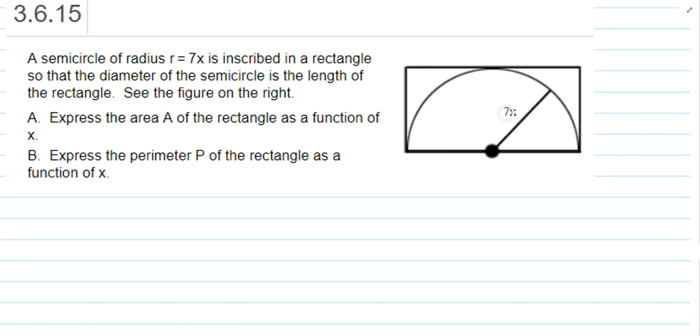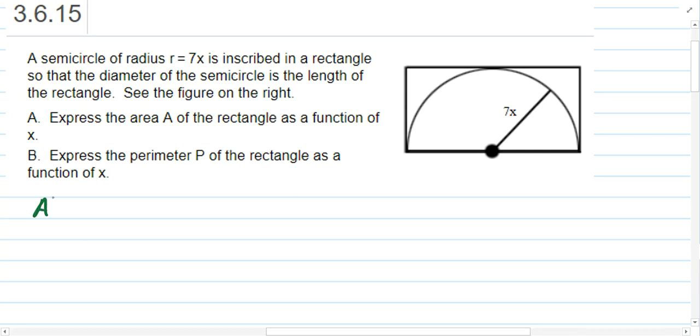Perhaps this farmer has 7 of these devices all linked together, 1, 2, 3, 4, 5, 6, 7, and we would like to know how much area is covered in this particular instance based on the length of each of those irrigation tools. So as we read the problem, it says that this semicircle, whose radius is 7 times x, is inscribed in a rectangle, and the diameter of the semicircle is the length of the rectangle. We would first express the area of the rectangle as a function of x.